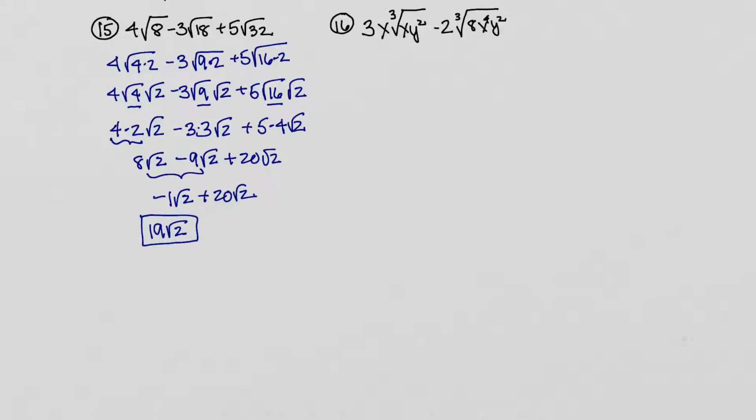Now let's do the same thing in 16 as we did in 15. We're going to try to combine these 2 terms, but we can't do it directly because, first of all, I got 3 of these things here, and then we're going to subtract 2 of these things.